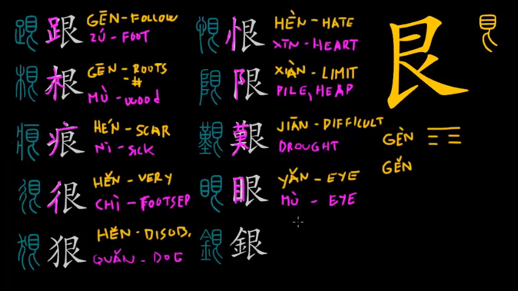And the last character is pronounced yin, in the second tone, and it means silver. You can find it in the word bank, for instance, 银行, right? It means silver, and the semantic element in it is this part over here, which is pronounced 金, and is a metal.